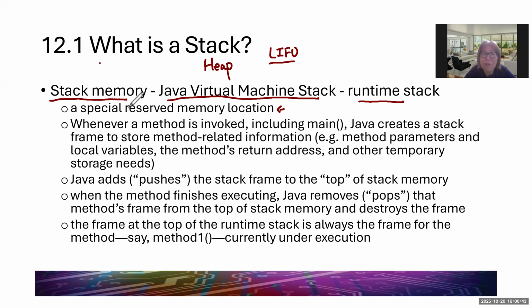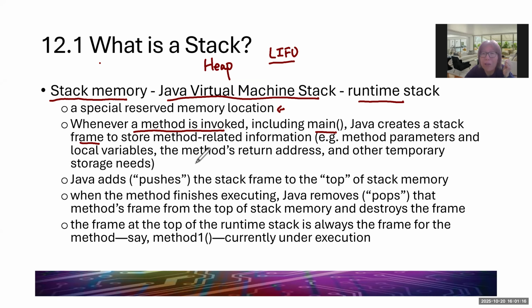So what does a stack memory store? Whenever a method is called, including the main method, Java will create a frame, we call it a stack frame, to store all of the method-related information, like parameters, local variables, the method return address, and some other temporary storage.